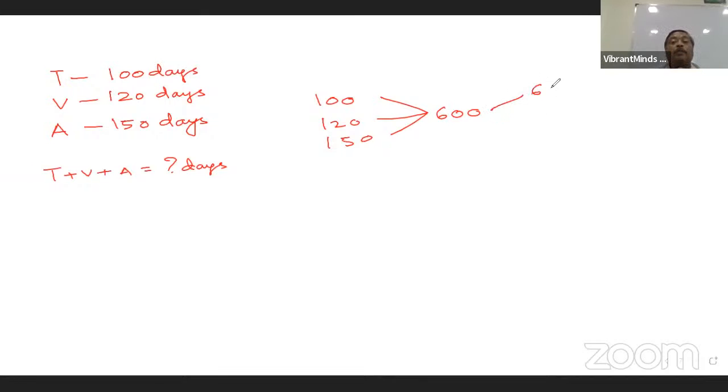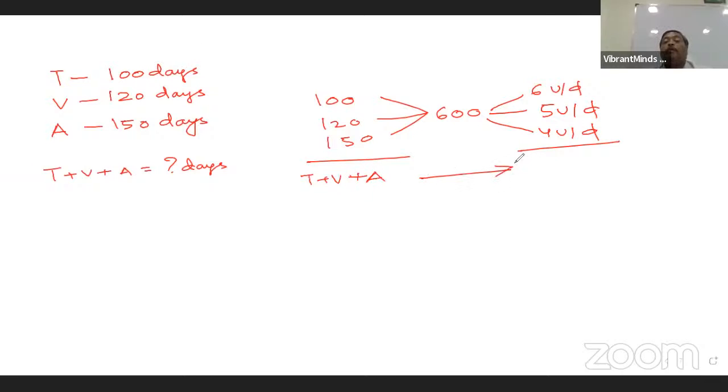So can I say 6 units per day, 5 units per day, and 4 units per day? 600 by 150, 4 units; 600 by 120, 5 units; and 600 by 100, 6 units per day. Together they are doing how many units? So here if we look, T plus V plus A, it will do 6 plus 5, 11 plus 4, 15 units per day.